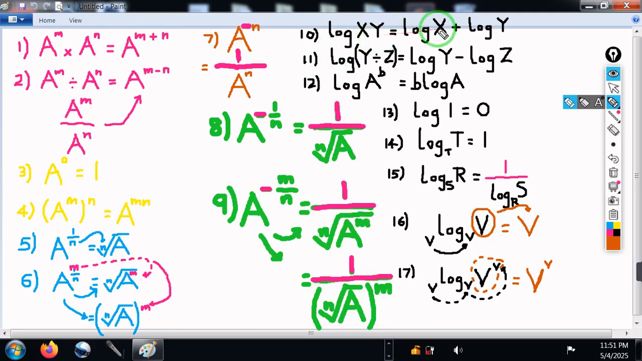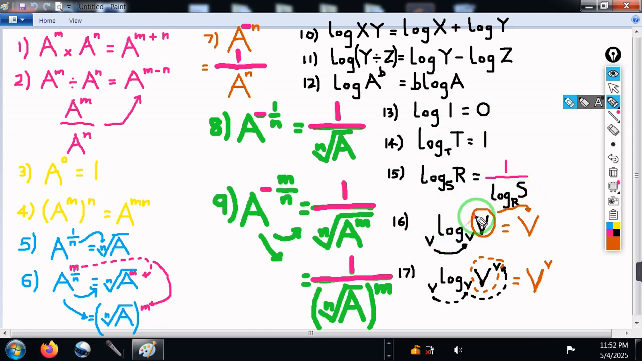Log xy is equal to log x plus log y. Log open curve bracket y divided by z close curve bracket is equal to log y minus log z. Log a to the power of b is equal to b log a. Log 1 is equal to 0. Log t to the base t is equal to 1. Log r to base s is equal to 1 over log s to base r.